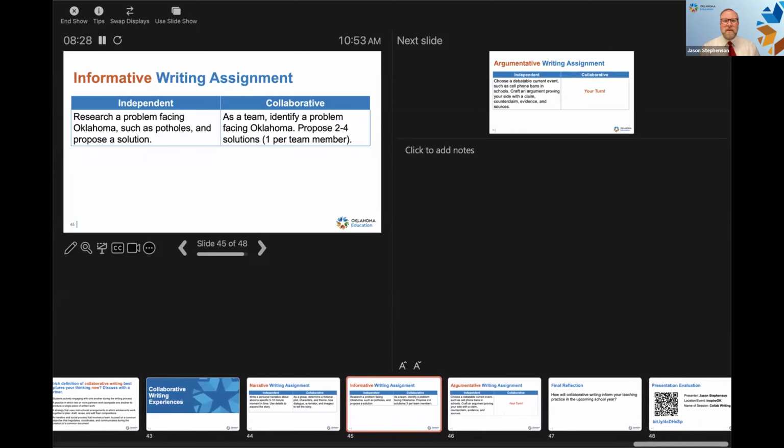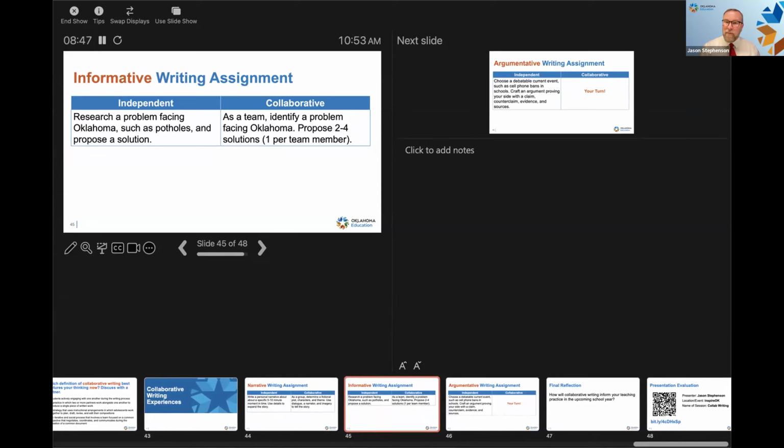So an informative writing assignment could still include research. Independently, students might research a problem facing Oklahoma, such as potholes, and propose a solution. So it'd be the structure of a problem-solution essay. That'd be an independent writing assignment.